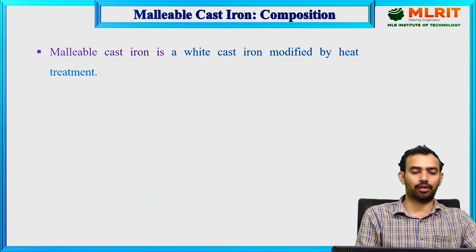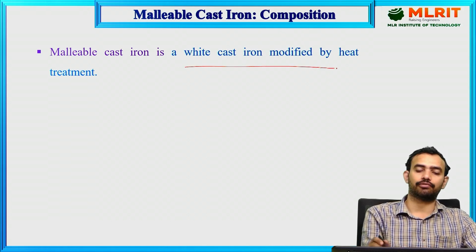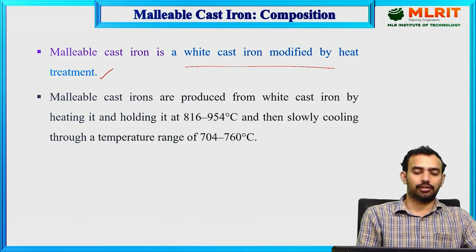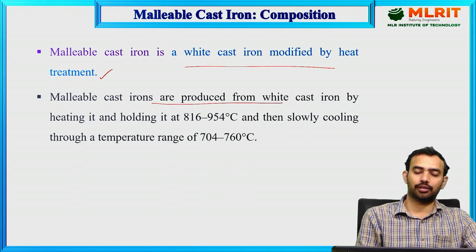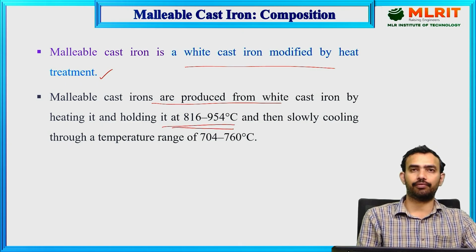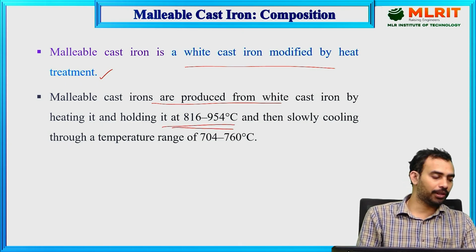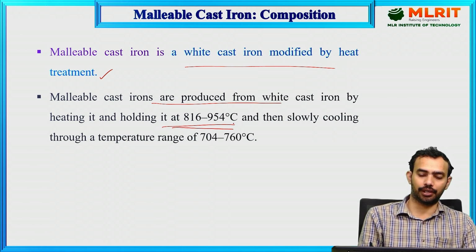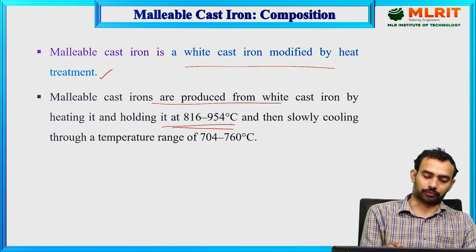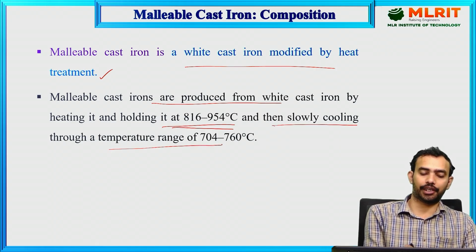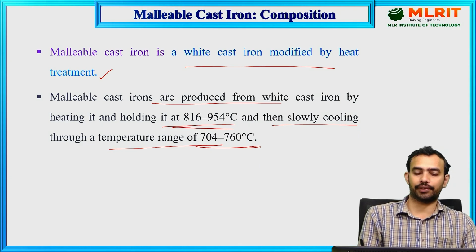If you look at the composition, malleable cast iron is a white cast iron which is modified by a heat treatment process, as we have discussed. It is produced from white cast iron by heating it and holding it at 816 to 954 degrees centigrade, above the eutectoid temperature. Then it is slowly cooled through a temperature range of 704 to 760 degrees centigrade.